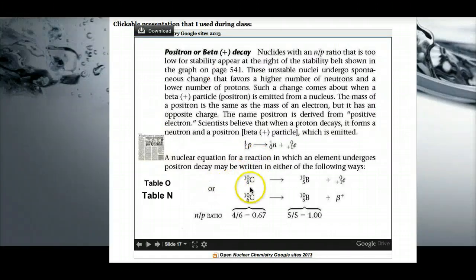So in the case of carbon 10, carbon's supposed to be carbon 12. Well, there's an isotope of carbon that has 2 fewer neutrons than it's supposed to. So it's radioactive. It gives off a positron to become boron. Notice 1 plus 5 is 6, and 10 plus 0 is 10. And look at the ratio. There are, what, 10 minus 5, 5 protons and 5 neutrons. This was 6 protons and 4 neutrons.